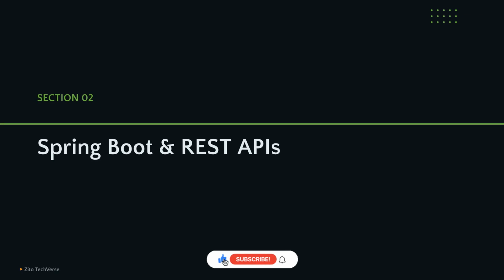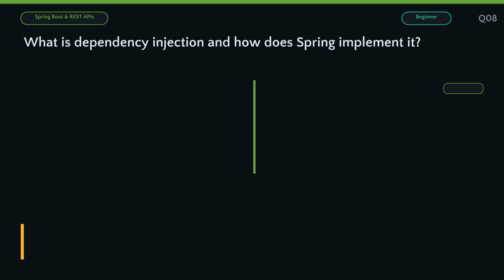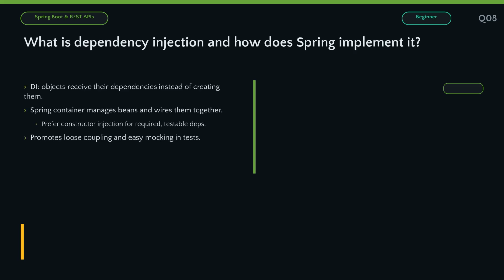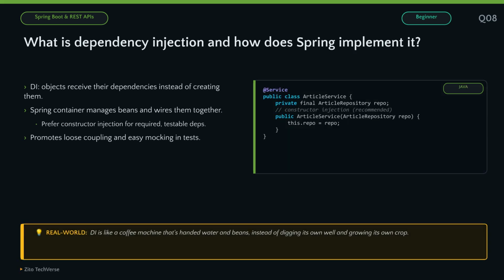Moving to Section 2, Spring Boot and REST APIs. Question 8. What is dependency injection? It's a pattern where objects receive dependencies rather than creating them. Spring manages this via its container, with constructor injection being the recommended practice for testability.